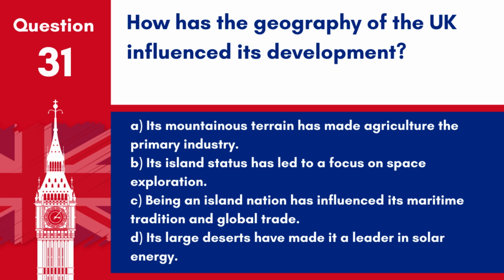A. Its mountainous terrain has made agriculture the primary industry. B. Its island status has led to a focus on space exploration. C. Being an island nation has influenced its maritime tradition and global trade. D. Its large deserts have made it a leader in solar energy.